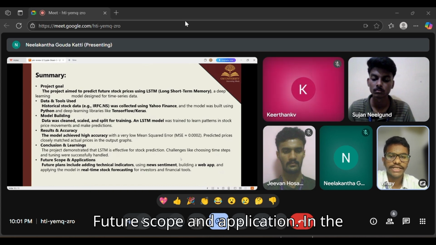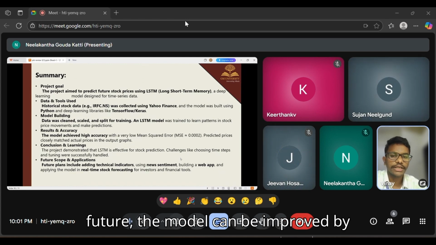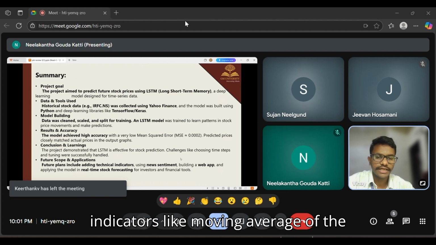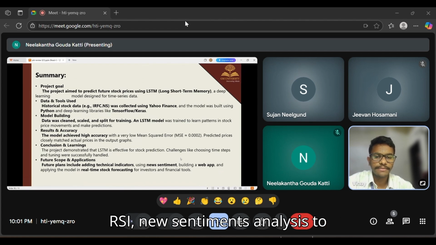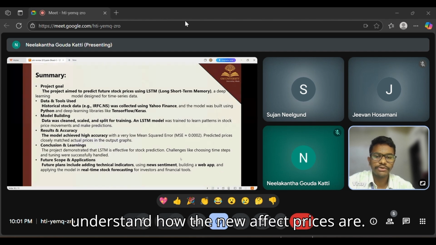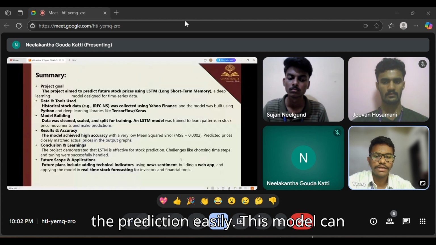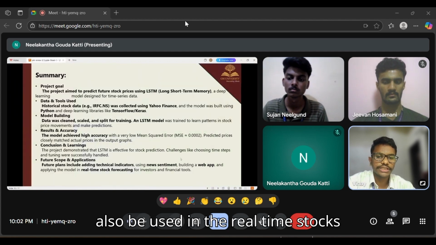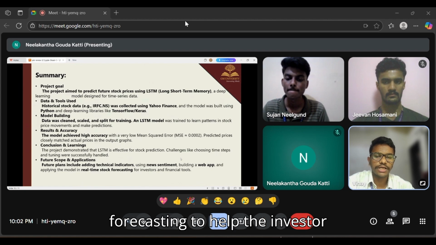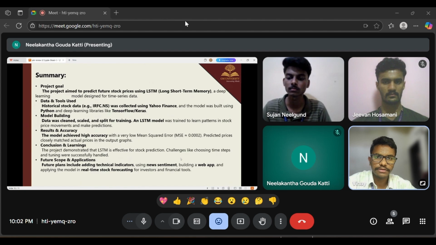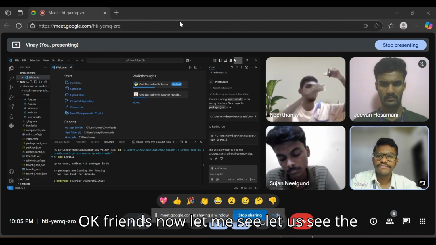Future scope and application. In the future, the model can be improved by adding technical indicators like moving average and RSI, news sentiment analysis to understand how the news affects prices, and a web app for users to try the prediction easily. This model can also be used in real-time stock forecasting to help investors and financial analysts make better decisions. Okay, friends, now let us see the code.